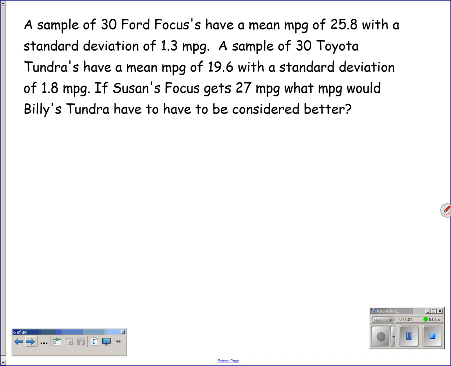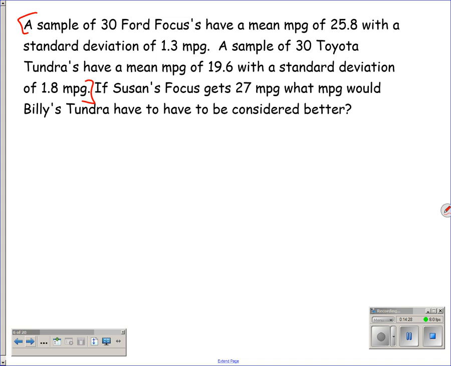Last one with this, and we'll jump into new stuff, and it won't take too long. Okay, this is a sample of 34 Focuses. They have a mean MPG of 25.8 with a standard deviation of 1.3. A sample of Tundras have a mean of 19.6 and a standard deviation of 1.8. So from here to here, that's just telling you the mean and standard deviation. Okay, that's all that information is.